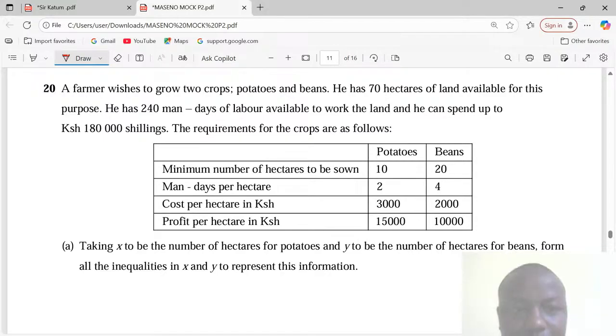20A. A farmer wishes to grow 2 crops, potatoes and beans. He has 70 acres of land available for this purpose. He has 240 man days of labor available to work the land, and he can spend up to 180,000 Kenya shillings. The requirements for the crops are as follows.